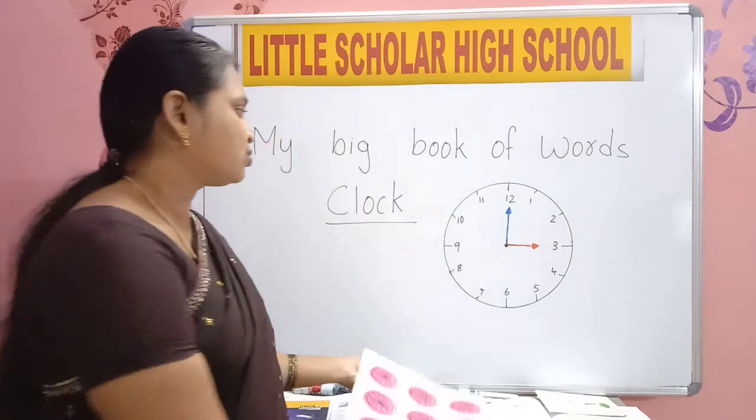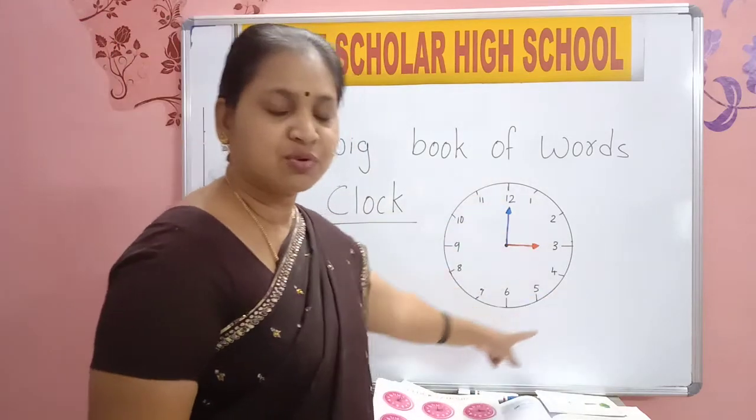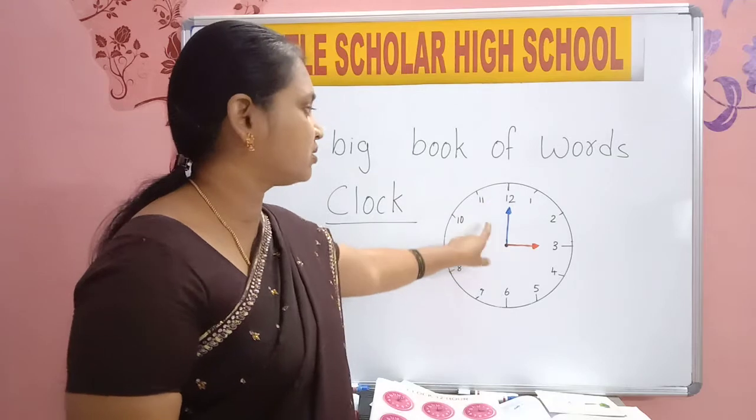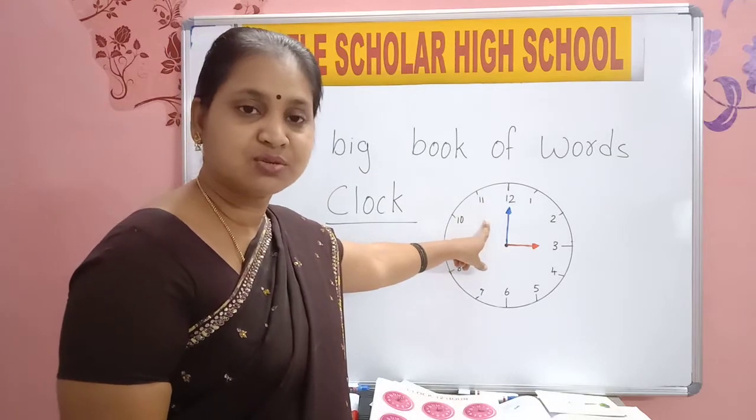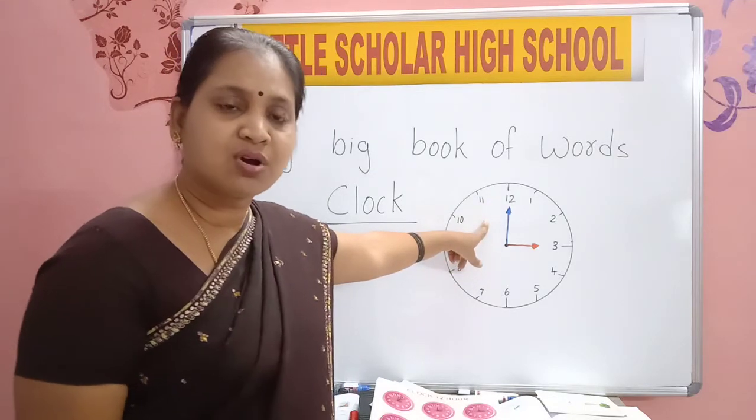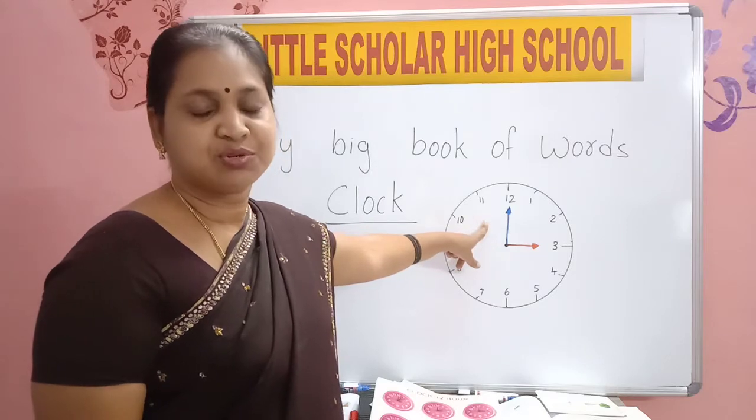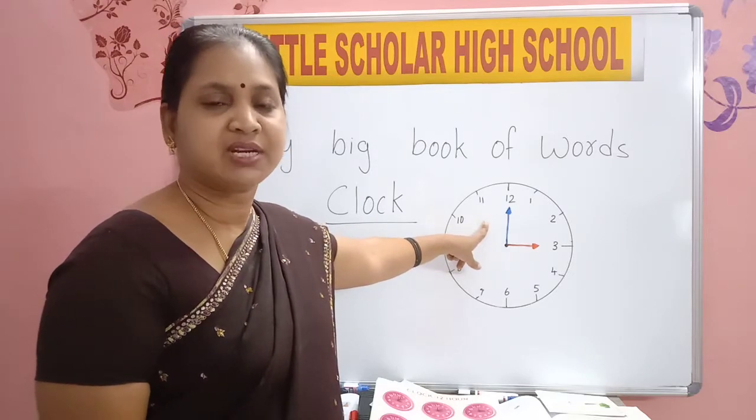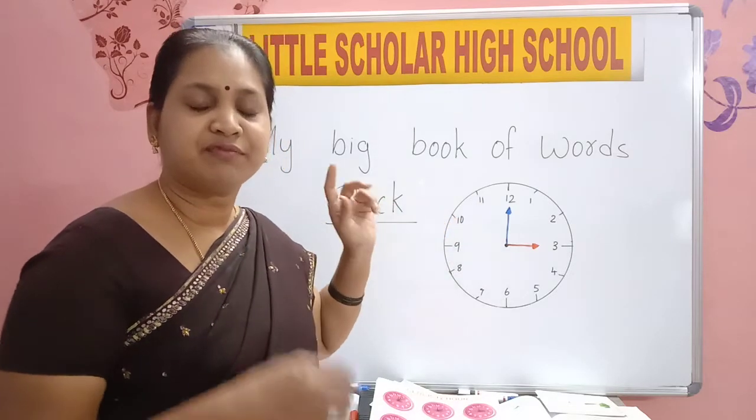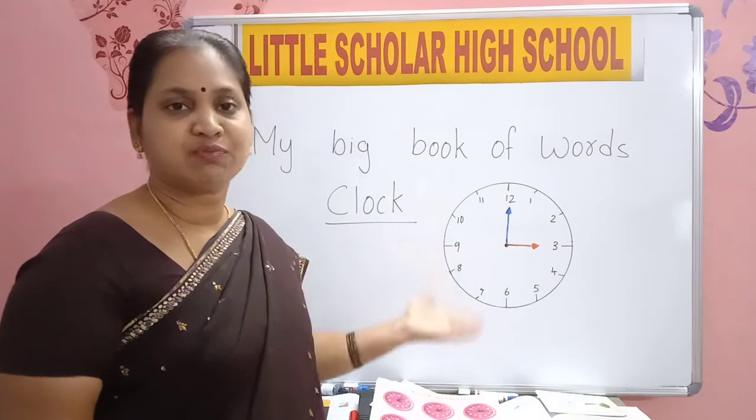Okay. So what is this I have drawn on the board? This is a clock. This is known as a clock. Why do we use a clock? To see time. Time is very important in our life. Yes or no? Today, to do every work, time is very important.